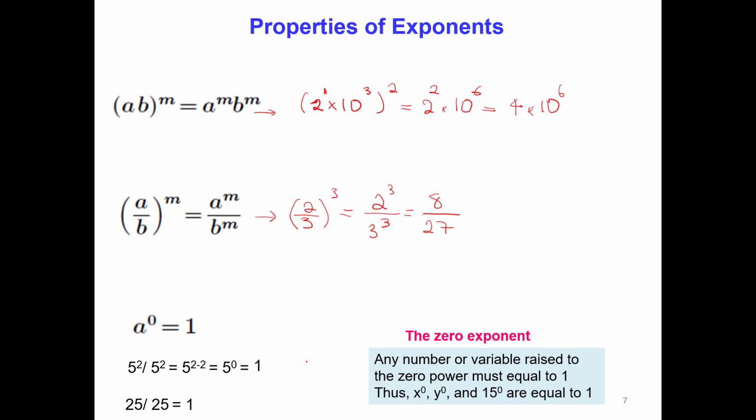And we can conclude that in general, any number to the 0 power equals 1. It can be a variable, it can be an expression. Any number or any expression of any variable to the 0 power always equals 1. So x to the 0 equals 1, y to the 0 equals 1, 15 to the 0 power equals 1.